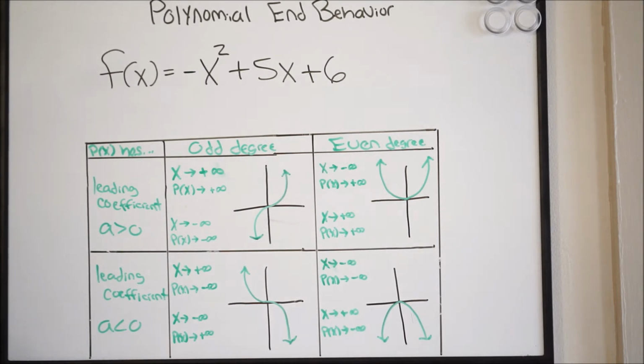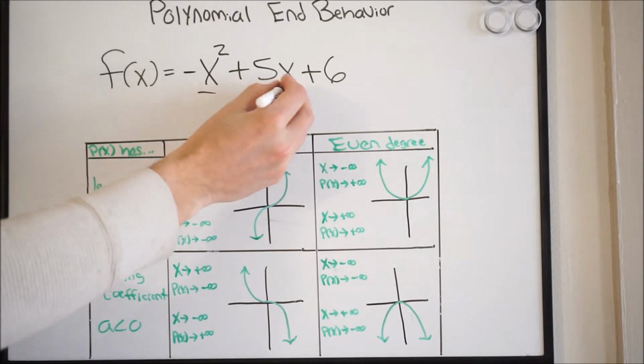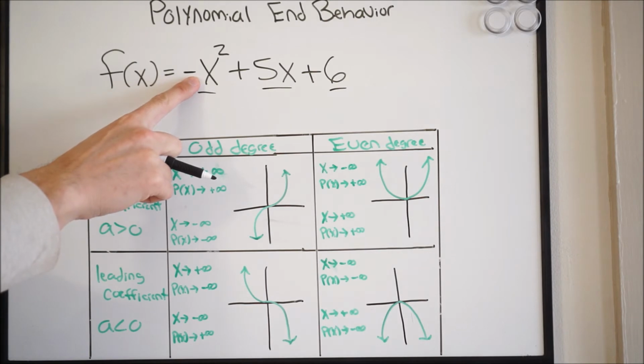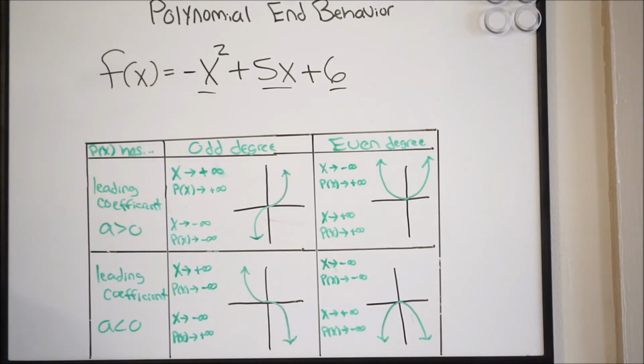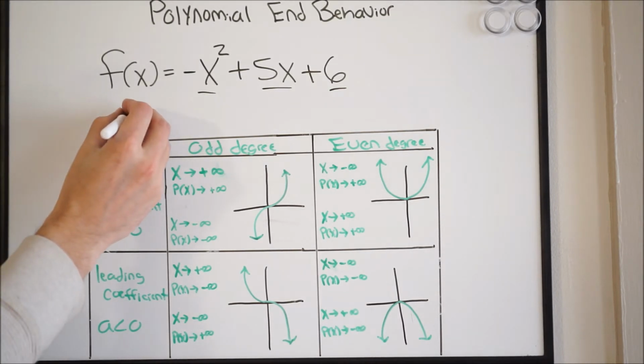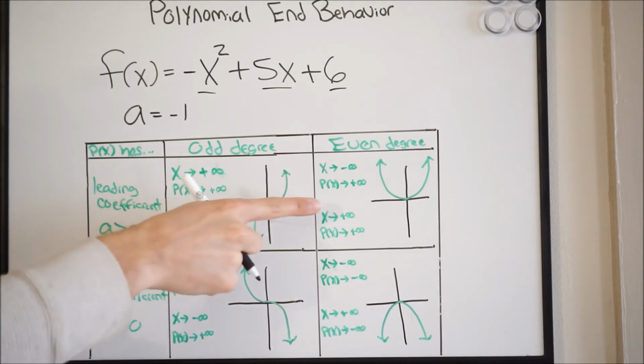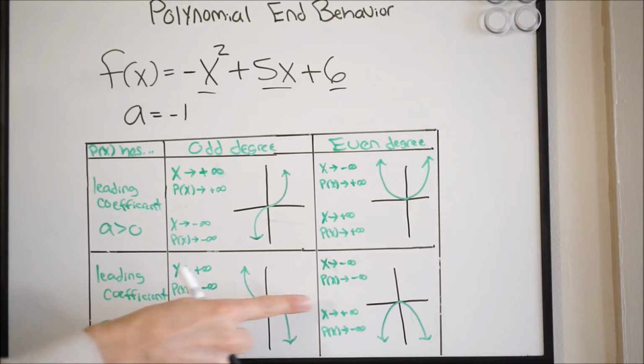The first thing we need to do is determine what our leading coefficient is. Now remember, your leading coefficient is going to be the coefficient of the term with the highest degree. This is a term, this is a term, and this is a term. Which one has the highest degree? It's going to be this one right here, and the coefficient associated with this term is -1. So our a value, our leading coefficient, is -1. We go to our table and it says if a is greater than 0, then we use this row. So it can't be this row. Since a is less than 0, we're using this row.